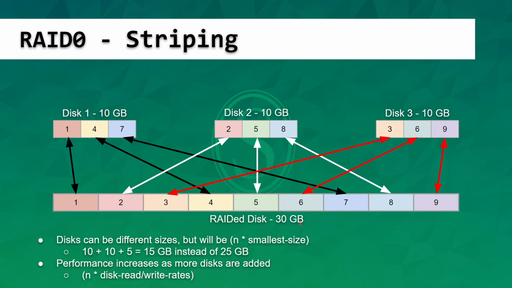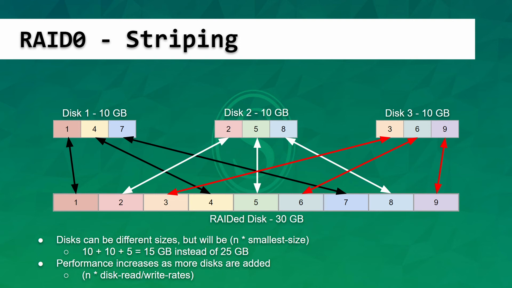Also notice that we have 30 gigabytes usable when we have 3 10 gigabyte disks, and we can see the math down at the bottom. The disks can be different sizes. Say if one of those disks was a 5 gigabyte disk. However, you can't mix and match the size and achieve the maximum capacity. So it's n, where n is the number of disks, times the smallest amount of space. So in this case, we have 10, 10, and 5. It would just be 15, so 3 times 5 instead of 10 plus 10 plus 5 is 25.